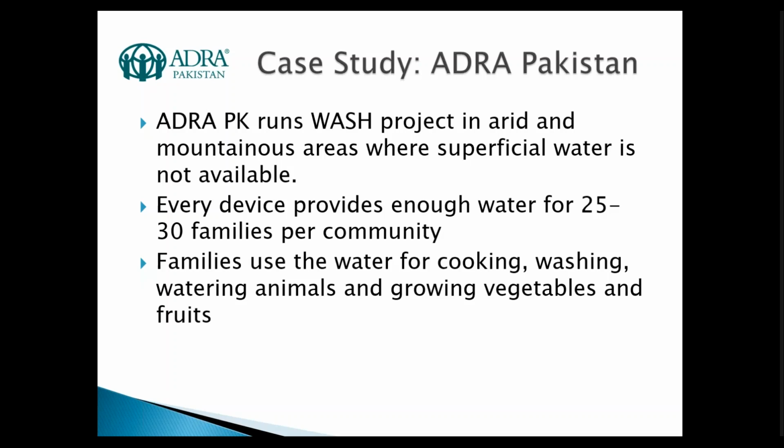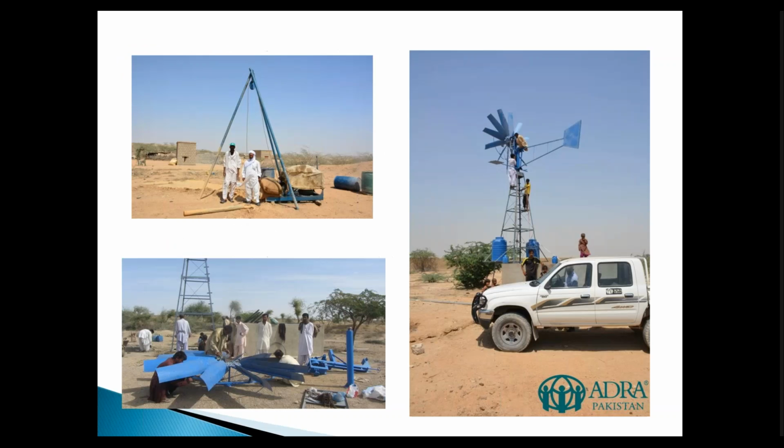The same calculation that we do for hand pumps, but in this case we are thinking that we will use the water for other purposes for those 25 to 30 families. It's not only for cooking and drinking. It will be for cooking, drinking, washing, watering animals, growing vegetables as well. And then for that, here you can see, okay, the 3 steps is the drilling.